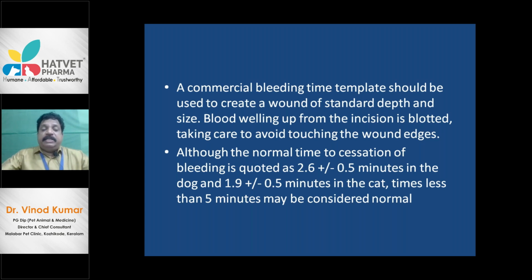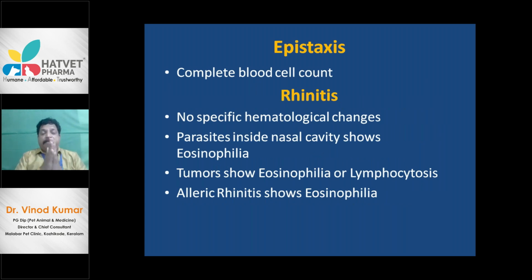The normal time for cessation of bleeding is quoted to be 2.6 minutes plus or minus 0.5 minutes in the dog, and 1.9 plus or minus 0.5 minutes in the cat. Times less than 5 minutes may be considered normal. Above 5 minutes means it is abnormal. Then sometimes the respiratory pathology shows epistaxis.